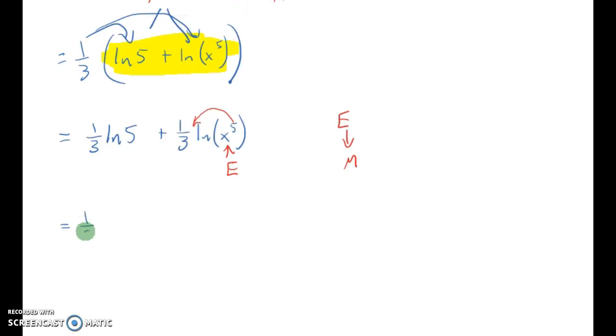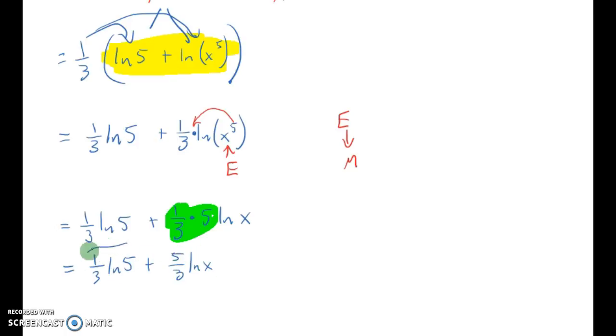Okay, so I've got 1/3 times the natural log of 5 plus 1/3, and this 1/3 is multiplied by this, so it's 1/3 times, my 5 comes down to the front, so it's going to be times 5 times the natural log of x, which I don't need parentheses now. And all I've got left to do is 1/3 times 5 is 5/3. So I've got 1/3 times the natural log of 5 plus 5/3 times the natural log of x. And I can't expand this natural log or this natural log, so I know that I'm done.